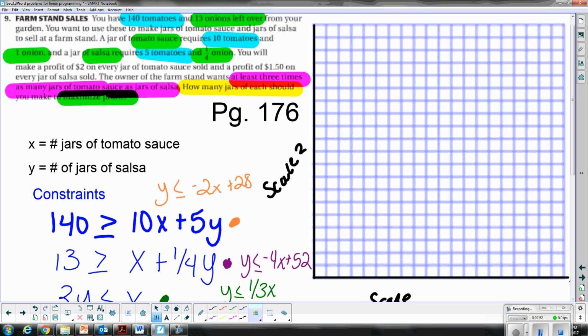Okay, so now it might be a little easier to graph. It doesn't matter if you use the intercepts or if you use the slope and the y-intercept. Whatever is easiest for you is fine.